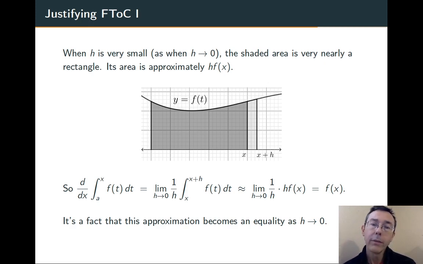So that derivative that we're trying to compute can be written, at least approximately, as the limit as h goes to 0, 1 over h, times the area of that rectangle, h f of x. Now those h's cancel, and I'm just left with f of x. So the derivative of that accumulation function really is just the integrand f. It's a fact from elementary real analysis that this is an equality as h goes to 0. We don't need to worry about that in Calculus 1.